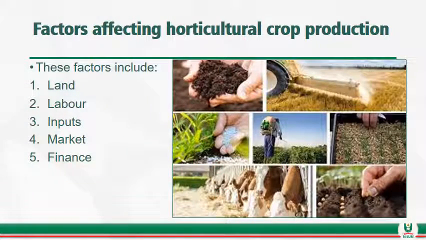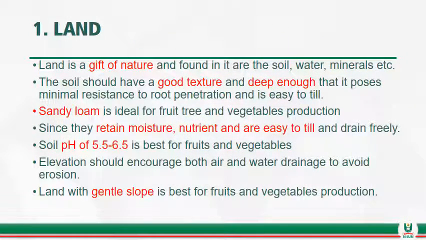As a means of introduction, we want to talk about the factors affecting horticultural crop production, and these include land, labor, inputs, market, and finance. So there are 5 factors that affect horticultural crop production: land, labor, inputs, market, and finance. One after the other. The first factor we'll be talking about is the land.